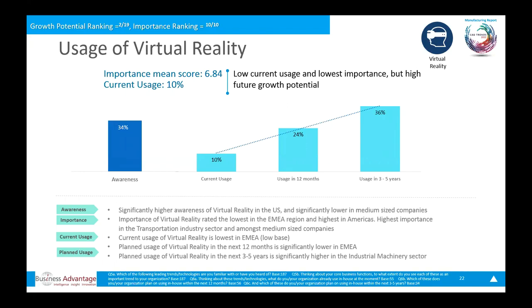Within the transportation industry, that sector rates virtual reality as having higher importance than any other of the industries. And over the next 3 to 5 years, planned usage of virtual reality is anticipated to be higher in the industrial machinery sector.